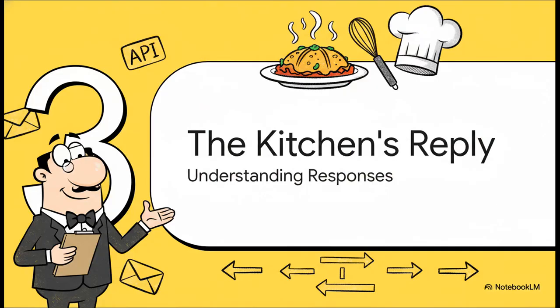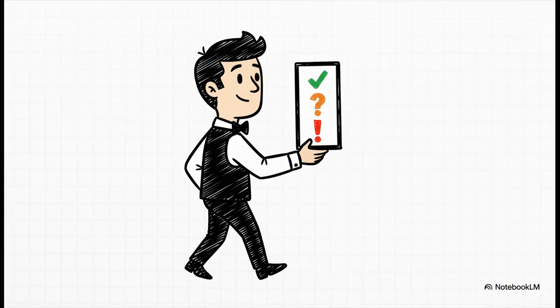Okay, so you've placed your order. You told the waiter what you want and which item you're talking about. But the conversation's not over yet, not by a long shot. Now we've got to hear back from the kitchen. Our digital waiter is a real pro. They're not going to leave you hanging. After they go to the kitchen with your request, they always come back with an update.